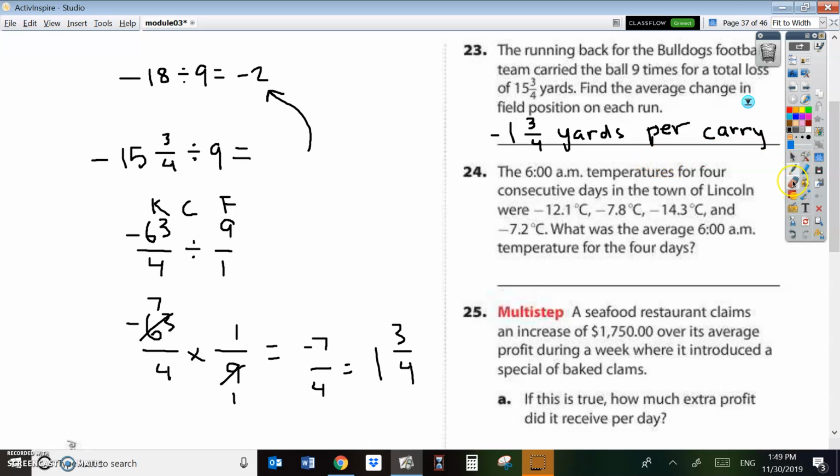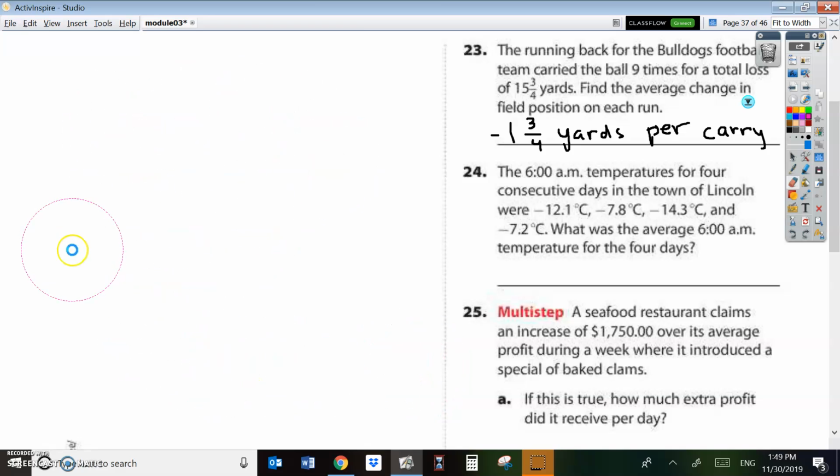Okay, let's look at that next problem. The 6 a.m. temperatures for 4 consecutive days in the town of Lincoln were negative 12 1/10, negative 7 8/10, negative 14 3/10, and negative 7 2/10. What was the average 6 a.m. temperature for the 4 days? So to find the average, you add up all the numbers and divide by how many. So let's add all those.